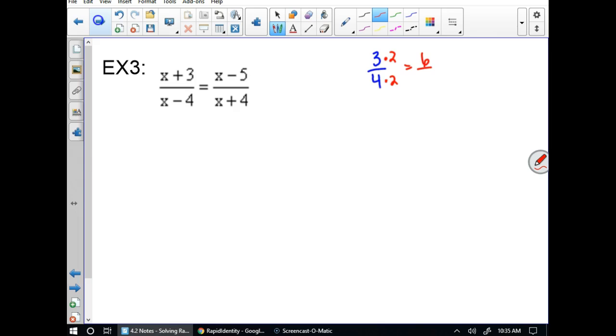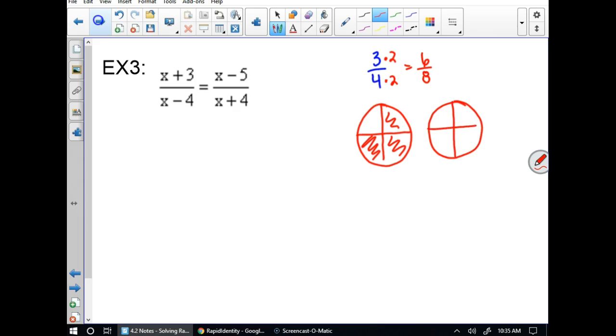So that is 6 over 8. Does 3/4 still equal 6 over 8? Right? Because if I have a pizza and I split it into 4 pieces and I color in 3 of them, it's the same as if I have the same size pizza, I split it into 8 pieces, and I color in 6 of them. Right? They're equal, equivalent fractions.